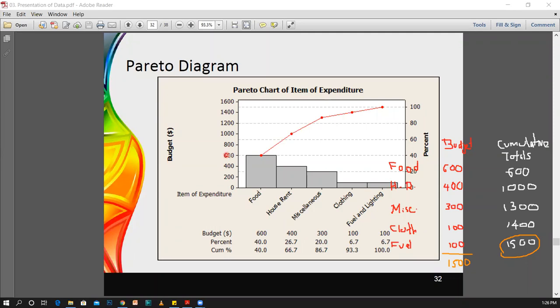Therefore, the total is 600. Once you combine food and house rent, you have the value 1000. Here also we got the value 1000. Then if you combine these three, you add these three values, and you must get 1300. Therefore, the midpoint of this is marked as 1300. Likewise, you can mark 1400 and 1500. Actually, this is a combination of a bar chart and a line graph, and this type of diagram is said to be a Pareto diagram.